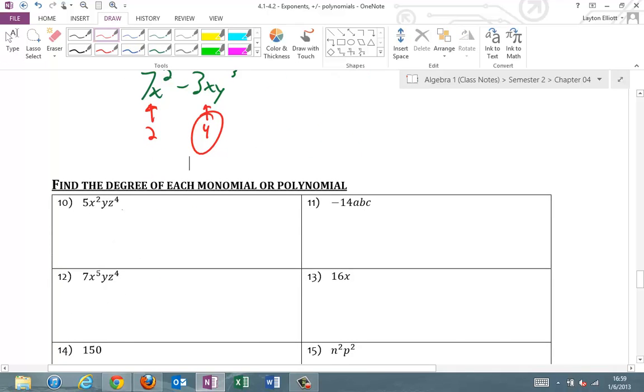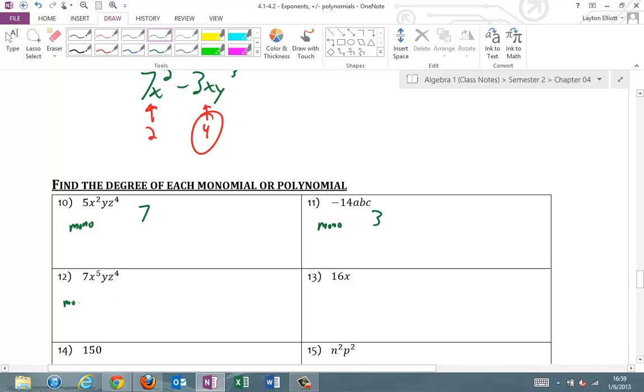Number 10. There's no plus or minus in number 10, so this is a monomial. Because it's a monomial, we look at how many variables there are. 2 x's, 1 y, 4 z's. That gives us a total of 7. The degree of that monomial is 7. 11 is a monomial. We have ABC, that's 3 variables.